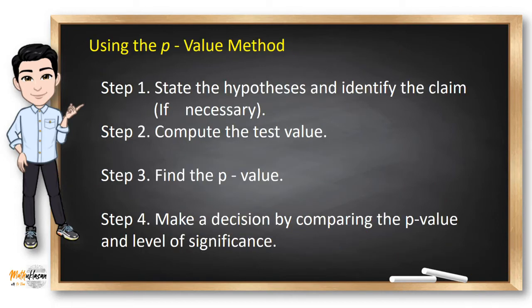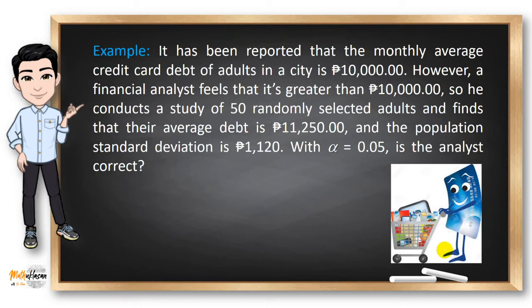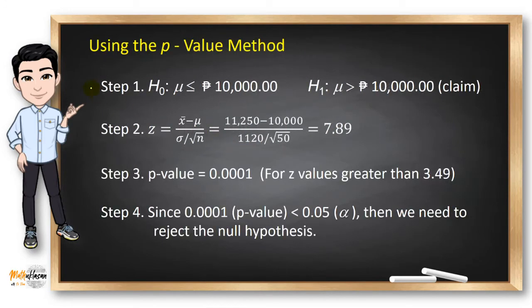If you want to use the p-value method and you are using distribution tables to find the p-value, then we can follow these steps that I discussed in my previous video. In the previous credit card problem, we start by stating the hypothesis and solving for the value of z, which we already had a while ago, right? Which is 7.89. So we just need to discuss how to get the p-value for this test.